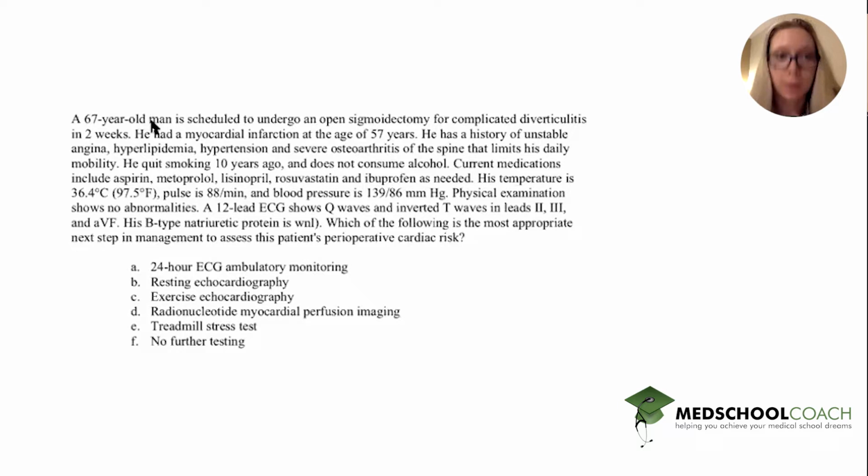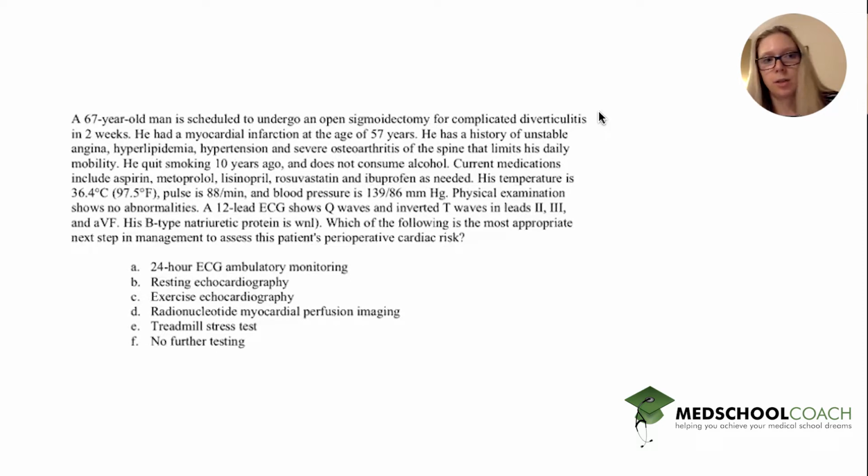A 67-year-old man is scheduled to undergo an open sigmoidectomy for complicated diverticulitis in 2 weeks. He had a myocardial infarction at the age of 57, so 10 years ago. He has a history of unstable angina, hyperlipidemia, hypertension, severe osteoarthritis of the spine that limits his daily mobility. He quit smoking 10 years ago and does not consume alcohol. Current medications are aspirin, metoprolol, lisinopril, rosuvastatin, and ibuprofen as needed.